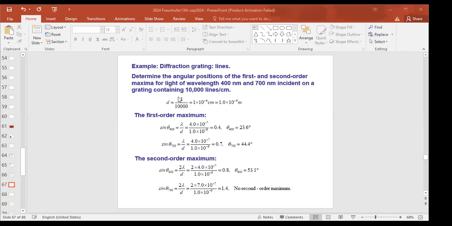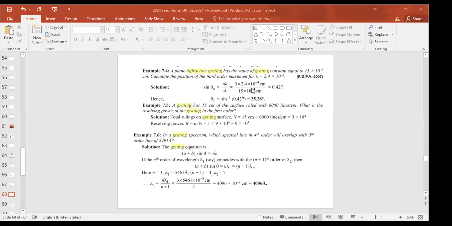So these are the ways of giving this D, either directly or with the number of lines. Here it is very simply 10,000 lines per centimeter, so you can get the D by using this division. And here the grating constant is given directly. But here again, in another way, in 15 centimeter distance you have this many lines, and then you can calculate the D. And the other one is the D sine theta is equal to n lambda equation.